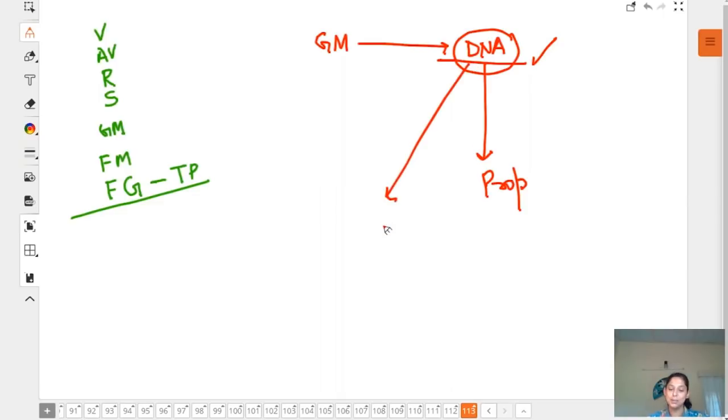What is DNA made up of? All the constituents of DNA. Then we are going to come to replication, how the DNA divides, how the DNA forms RNA, which is called transcription, and how it finally forms the proteins, which is called translation.